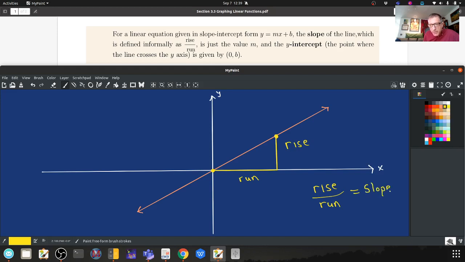And the cool thing, if you've had any geometry at all, suppose instead of putting this second point at the origin, I were to draw another point right here.